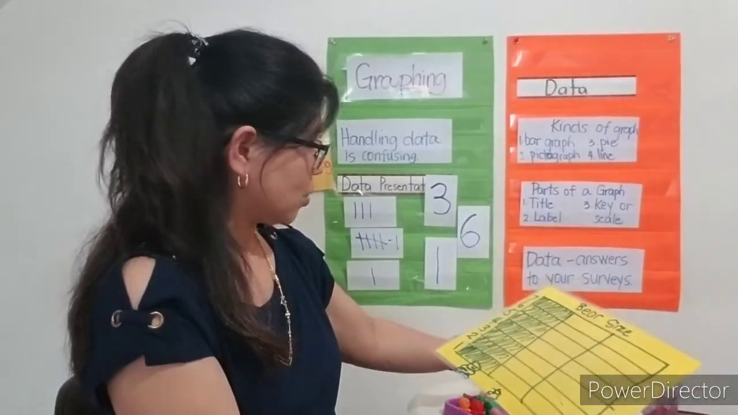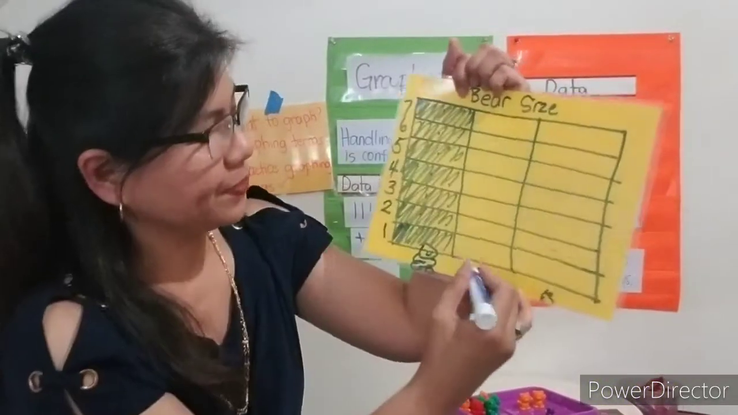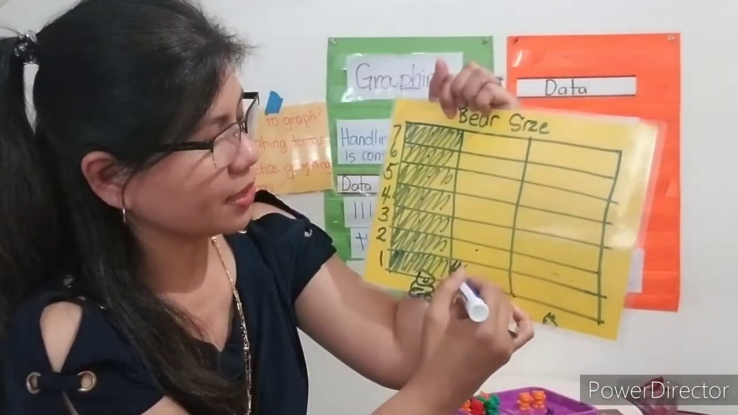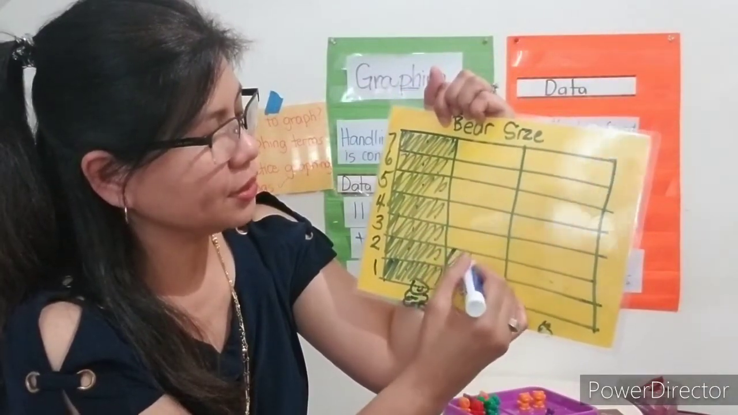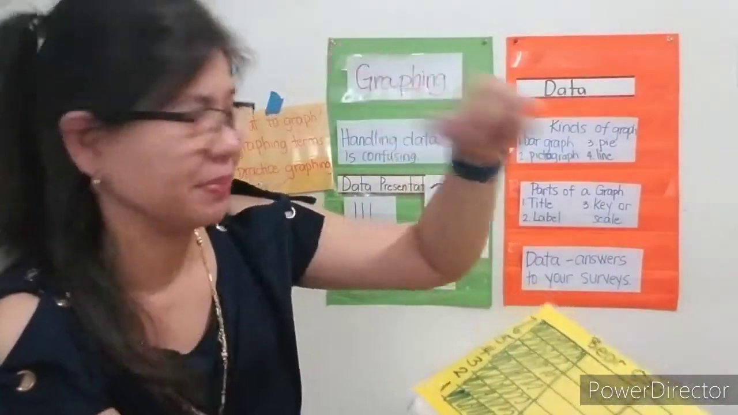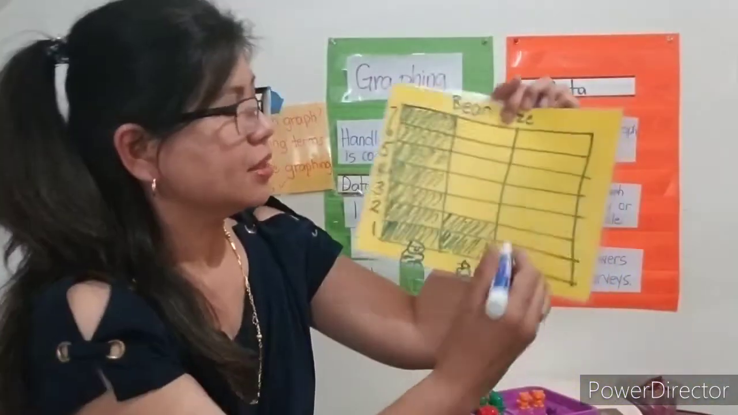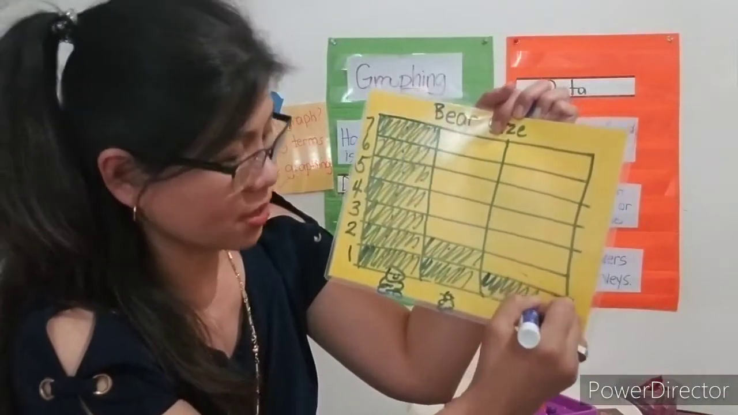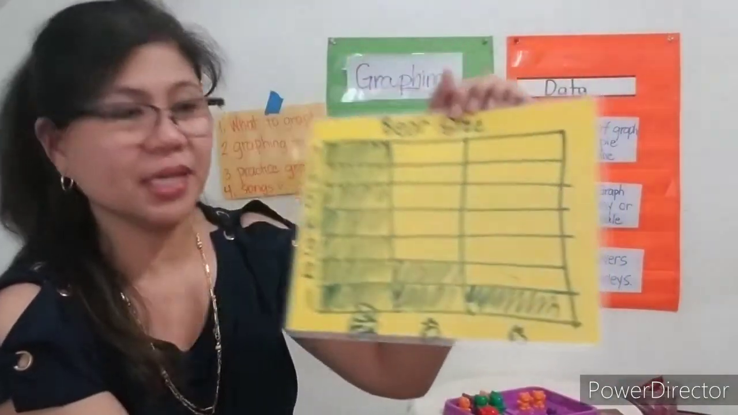How about the medium ones? I only have 1, 2. So how many boxes will I color? 1, 2. All right, there we go. Only 2. How about the small bear? The tiny bear, the baby bear. Only 1. Poor baby bear. There's only 1.